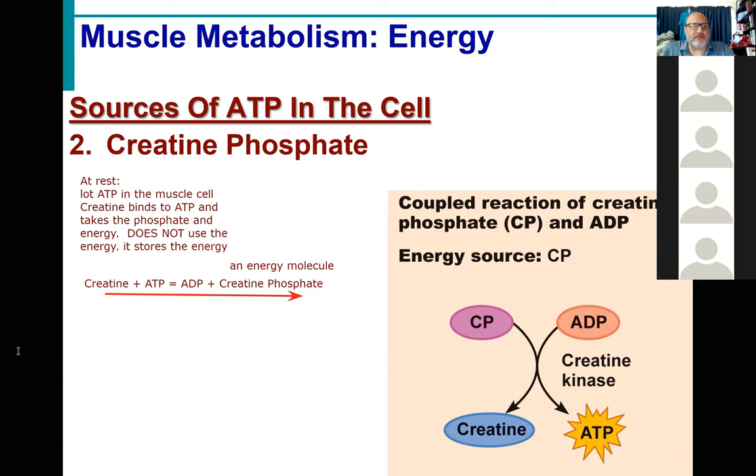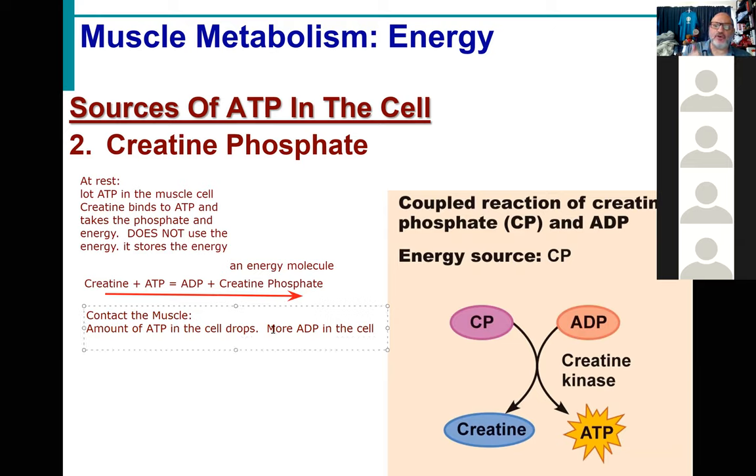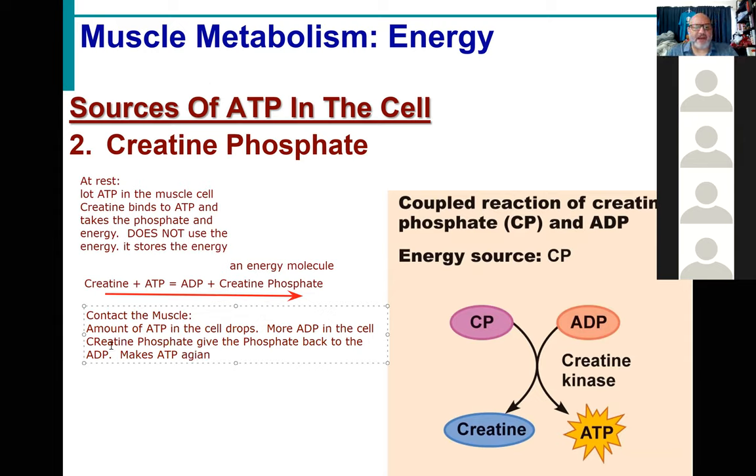But then we start to contract the muscle. When we contract that muscle, what happens is the amount of ATP drops, right? You're using the ATP with the myosin heads, so the amount of ATP drops. And what happens is that the ATP drops, and there's now more ADP in the cell. And when that occurs, what happens is our creatine phosphate gives the phosphate back to the ADP. And when it gives it back to the ADP, it makes ATP again.